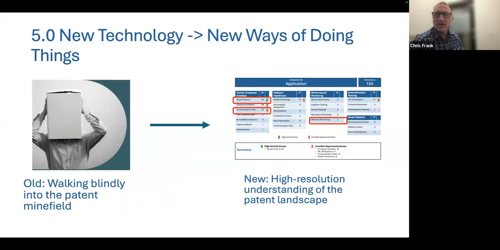Okay, so what's happened here? We've got a new technology. We now have a new way of doing things. Instead of walking blindly into the patent minefield, just by looking at, remember, we have 16,000 documents in this patent class, right?